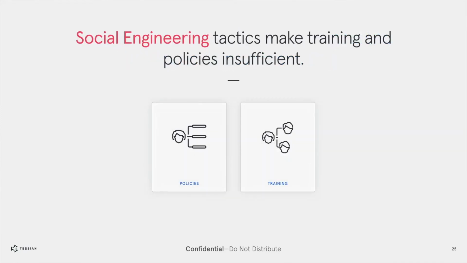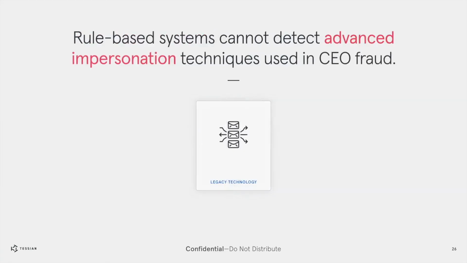Whilst they do look at the policies and training, these are simply inefficient when it comes to the really targeted spear phishing attacks, because as you can see, they're just getting more and more advanced. Even if you did train your employees, firstly, with training there is an issue that it doesn't stick, but also the attacks are just getting so complex that training may not actually prevent them. So we're going to focus on the rule-based systems and how these cannot detect advanced impersonation techniques.